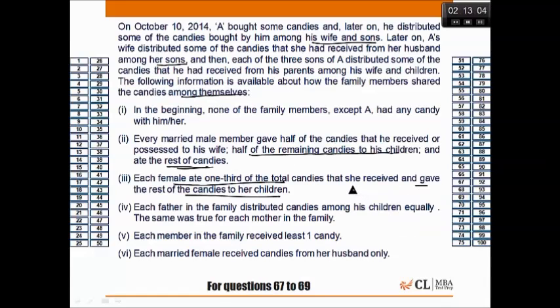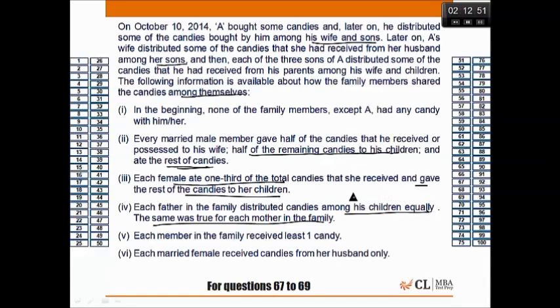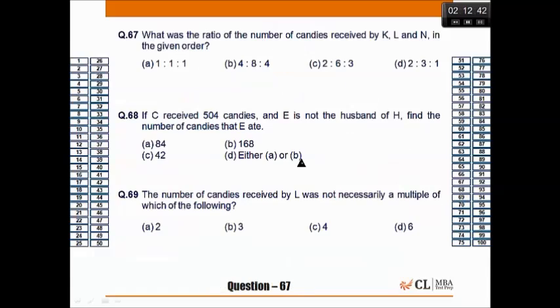Or is it kids? Each father in the family distributed candies among the children equally. The same was true with each mother equally. So this will be kids. So this 7X by 12 was what got distributed equally among the kids. Each family member in the family received at least one candy. Each married female receives candy from her husband only. Okay, good, this sounds to be okay. I think we can handle this.